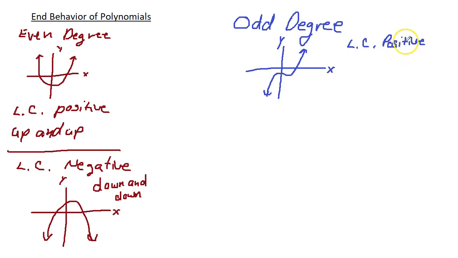We have an odd degree, and if you're going to the left, it points down. As you're going to the right, it points up. So it calls this down and up. It always goes left first, then right.